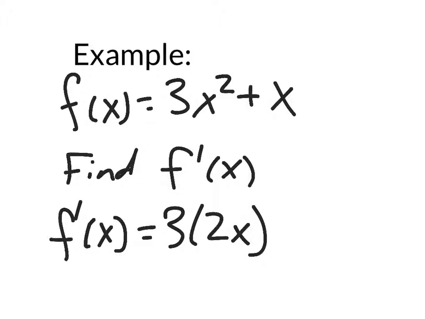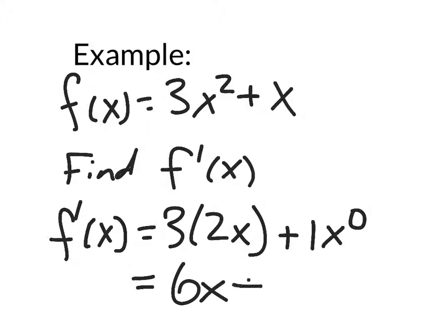And the derivative of x is 1 times x to the 0. But of course you all remember from your rules of exponents that anything raised to the 0 power is 1. So our final answer looks like this. We'll multiply the 3 and the 2, because might as well neaten everything up. So our final answer is simply 6x plus 1.